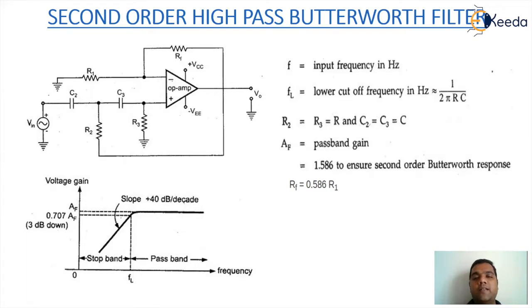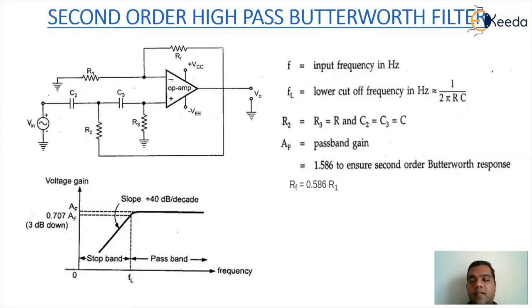So here you can see the second order high pass filter is having a similar arrangement with only one change. The capacitors are in the input path and the resistor is at the ground path. There is a small amount of positive feedback coming from the output via your resistance R2.